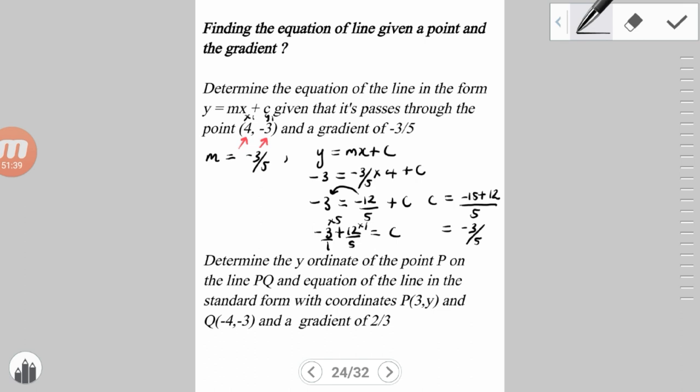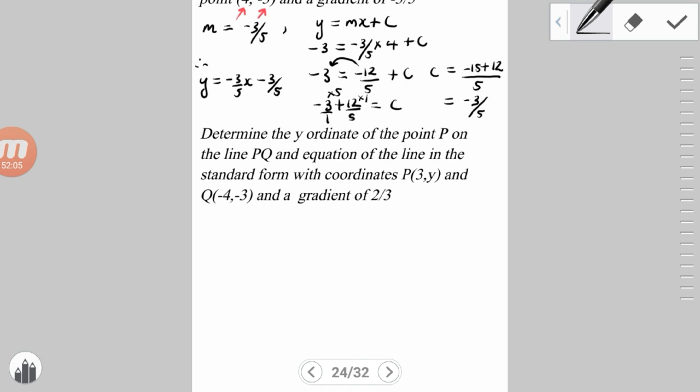All right, but anyways, here's the equation. Therefore, that's y is equal to negative 3/5 x minus 3/5. Again, they didn't ask for a standard or general form, so I'm assuming that we can just leave it in that form here. All right, y equals mx plus c. Very coincidental question. Intercept and the gradient is the same.